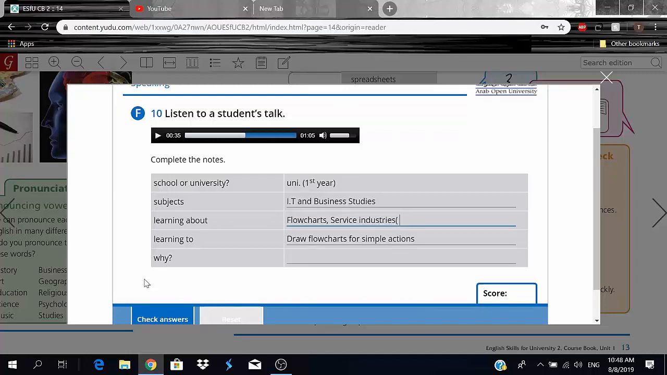And we could just open a bracket for examples like banking. And what else? And tourism. Banking and tourism. Okay, here we go. Simple stuff. We're learning to write a business plan. And for business studies, we can say learning to write a business plan. Okay. For a service industry. Okay.